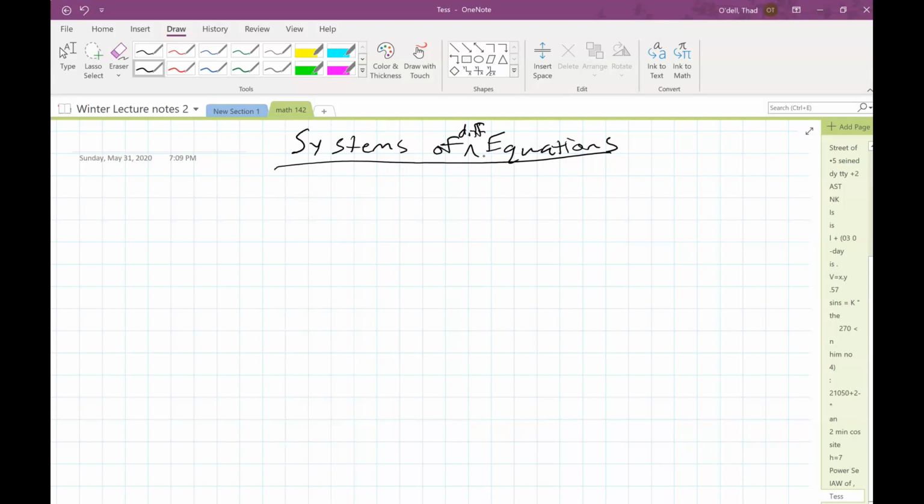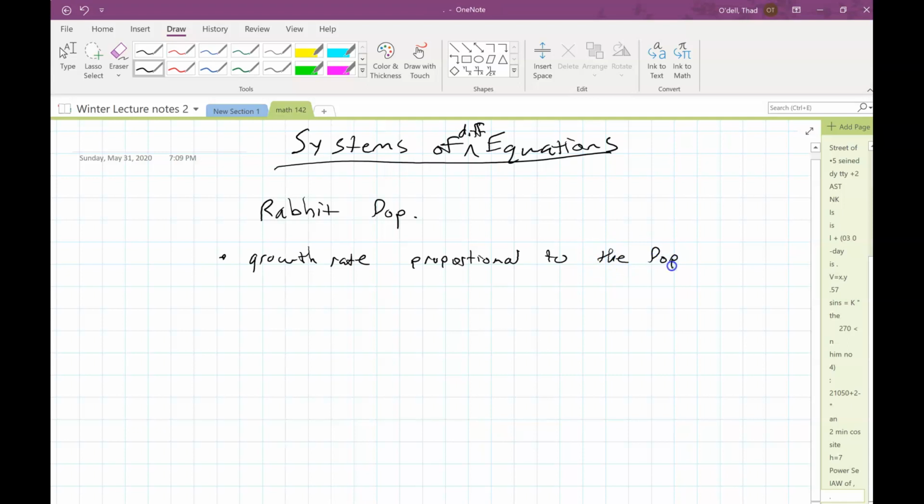So we're going to take a look back at a basic population model. When we very first began this class, I think the first day, we talked about a basic differential equation where the growth rate of a population is proportional to the size of the population. That's the basic assumption. So we're going to look at a rabbit population, and our assumption is that the growth rate of the rabbits is proportional to the size of the population.